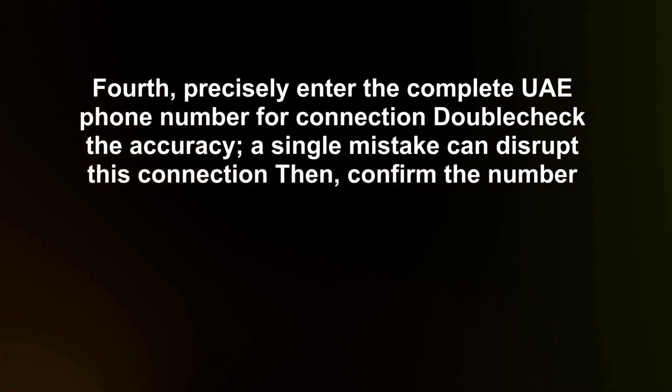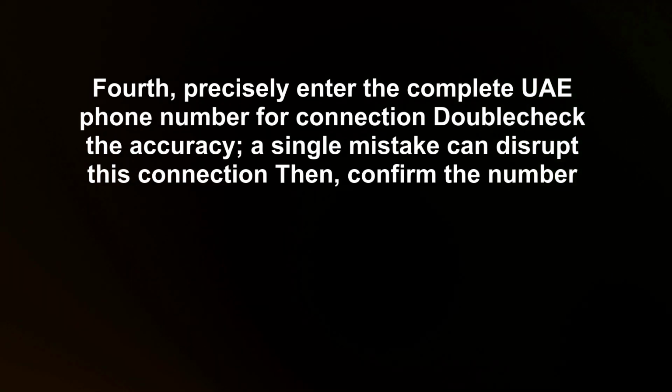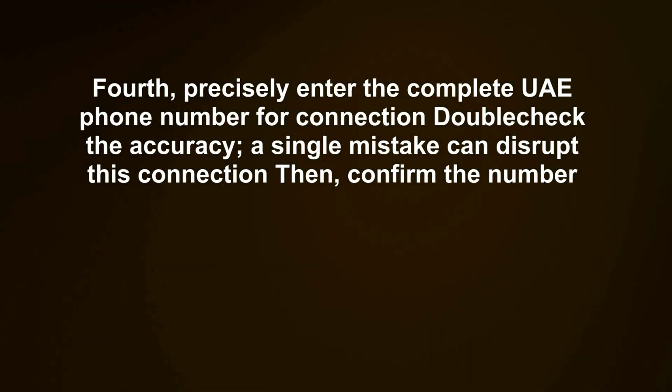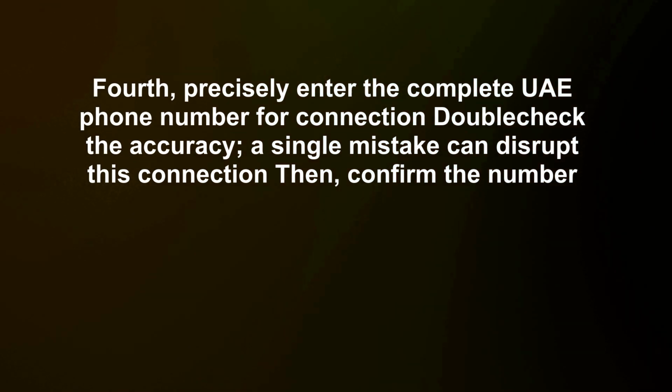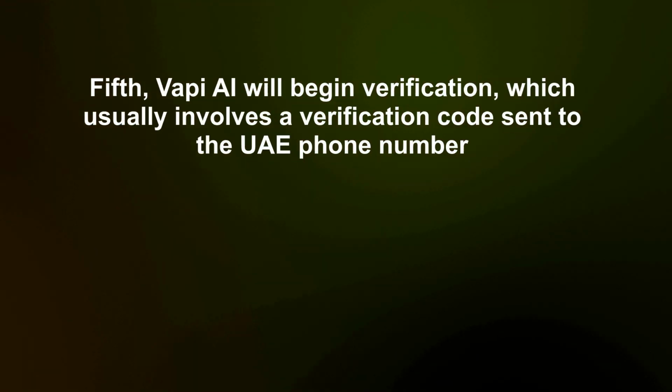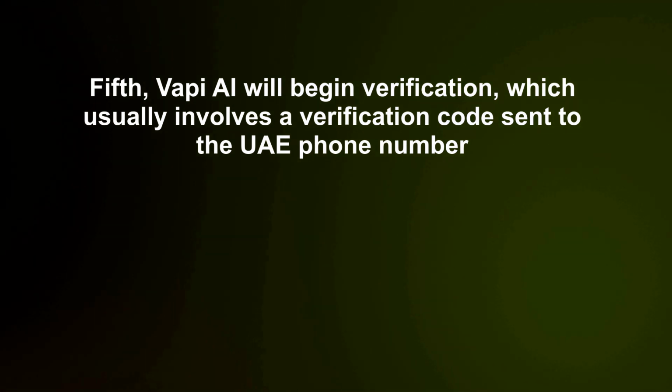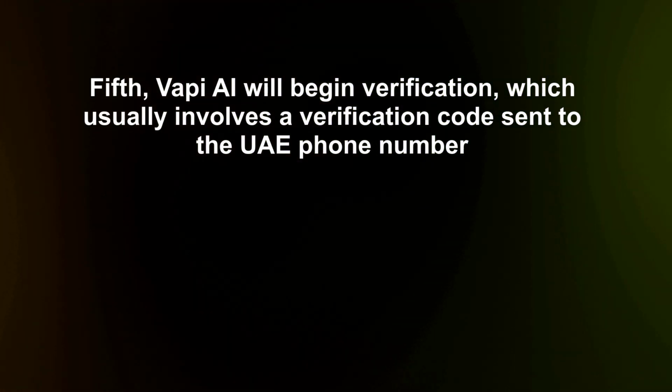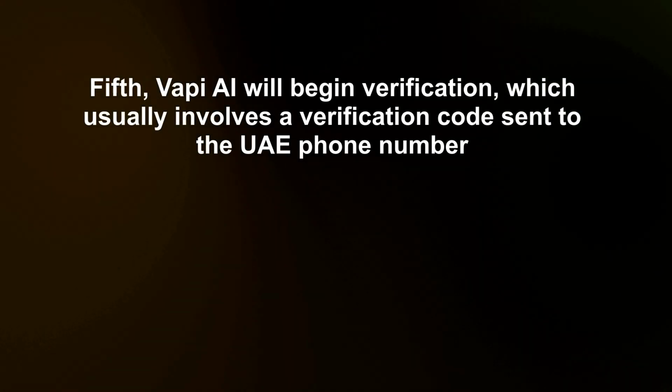Fourth, precisely enter the complete UAE phone number for connection. Double-check the accuracy. A single mistake can disrupt this connection. Then confirm the number. Fifth, Vapi Ai will begin verification, which usually involves a verification code sent to the UAE phone number.